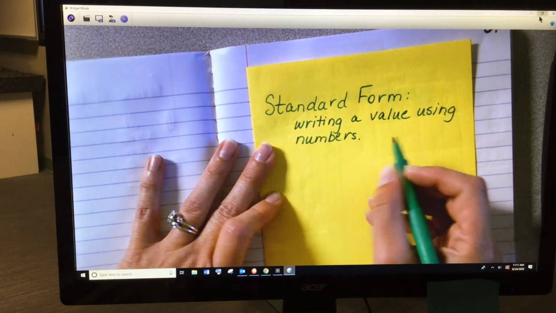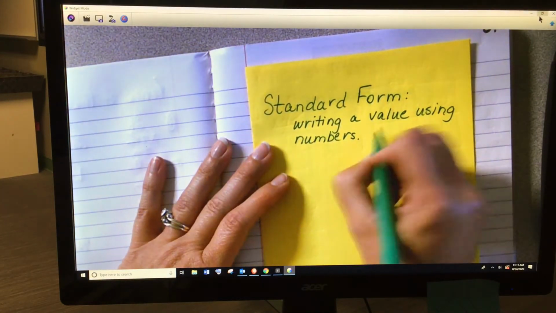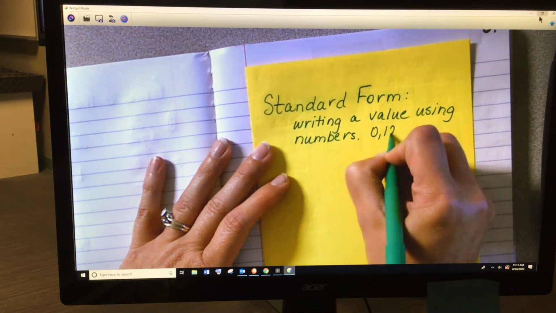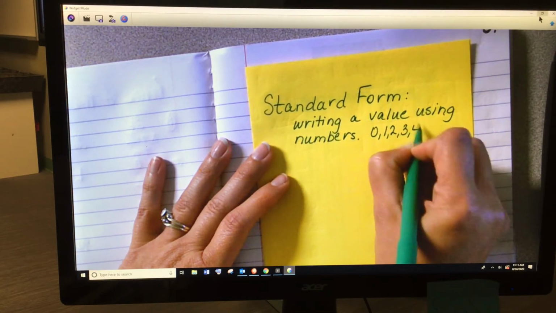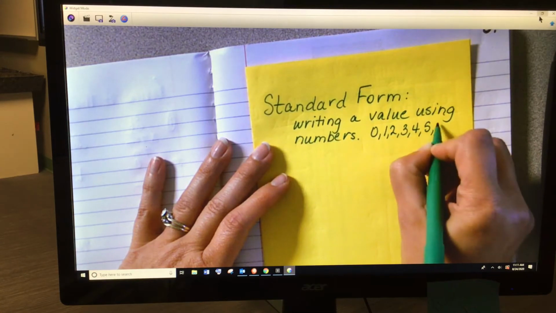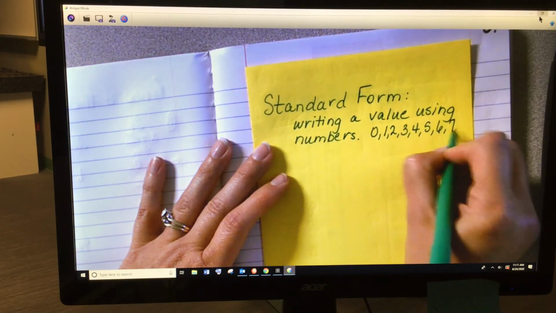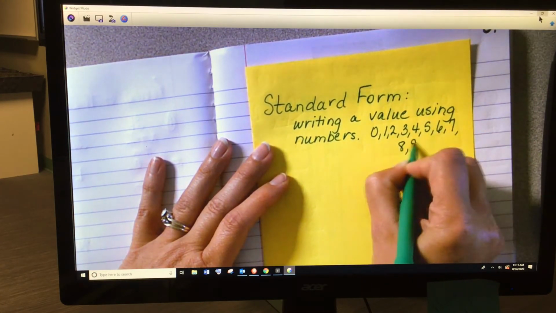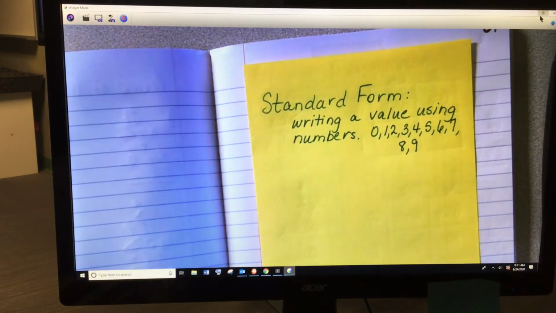And remember, the only numbers we can use to write a number are 0, 1, 2, 3, 4, 5, 6, 7, 8, or 9. Those are the only numbers we can use. We can use them in combination to make numbers that go on for infinity, but those are the only numbers we can use in each place value. Okay? All right, now let's talk about word form.